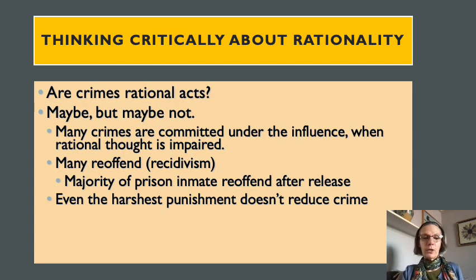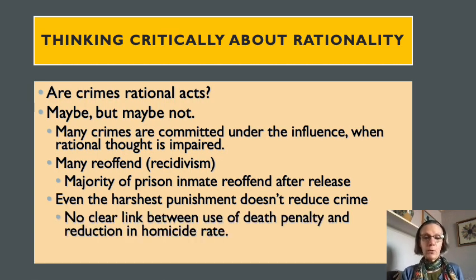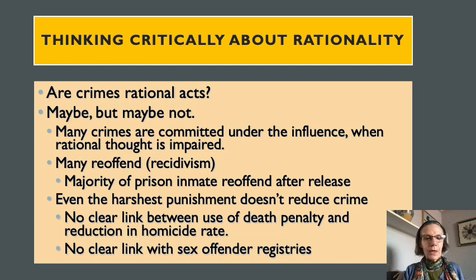And even the harshest punishments don't reduce crime. There is no clear link between the use of the death penalty and general deterrence, right? There's no clear link between the use of the death penalty and reductions in the homicide rates, right? So that means that even knowing that you could be put to death doesn't prevent you from engaging in a homicide. And there doesn't seem to be any clear link with the sex offender registries, right? So you would think that if your name appears on a sex offender registry, you wouldn't offend again. But there is no concrete evidence that being on the sex offender registry has any impact on whether or not you're going to reoffend and commit another sex offense.